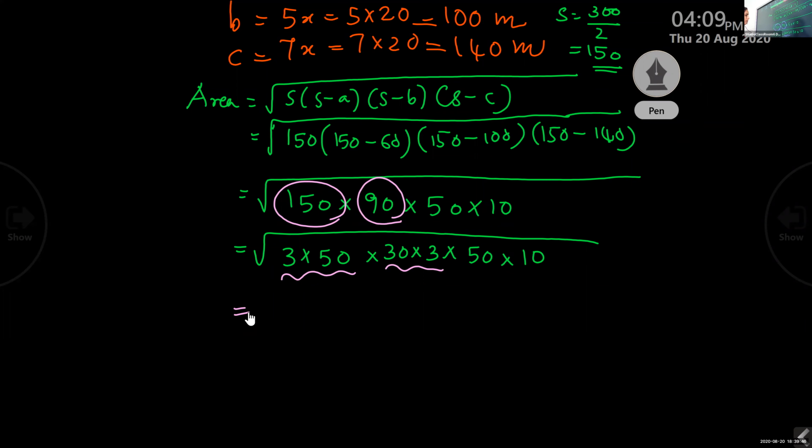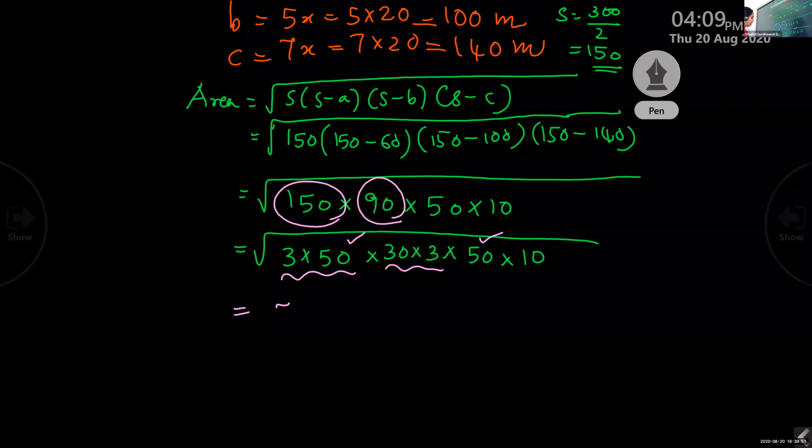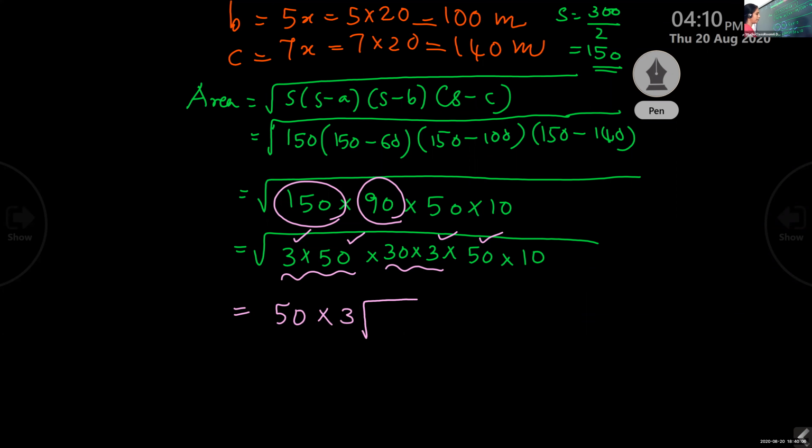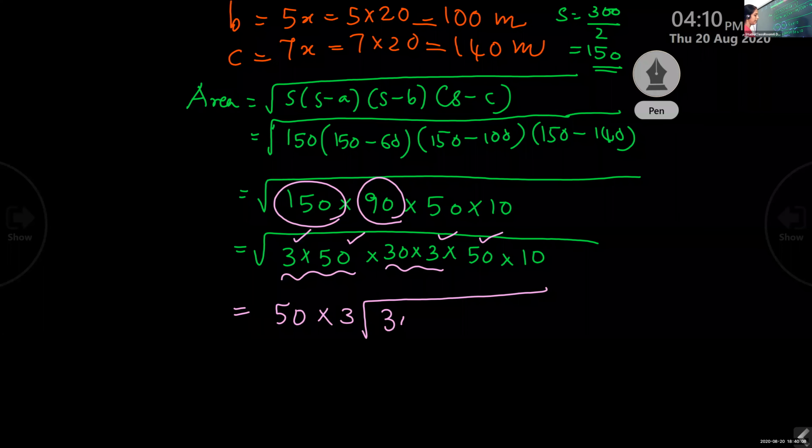Now, 50 is there, take it out. 2 3s are there, that also you take out. Inside the root, it is 30 and 10.